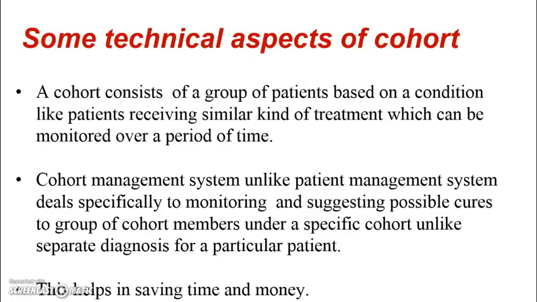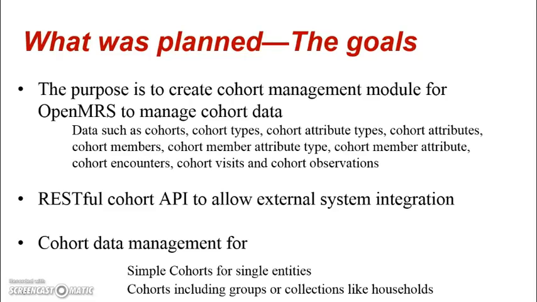Some technical aspects of cohort. A cohort consists of a group of patients based on a condition, like patients receiving a similar kind of treatment, which can be monitored over a period of time. A cohort management system, unlike a patient management system, deals specifically with monitoring and suggesting possible cures to a group of cohort members under a specific cohort, unlike a separate diagnosis for a particular patient. This helps in saving time and money.